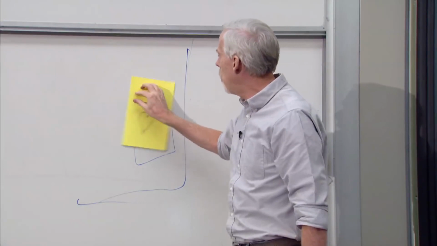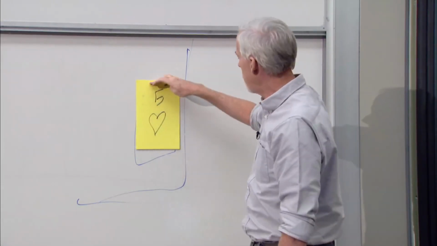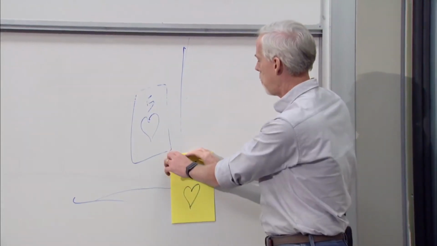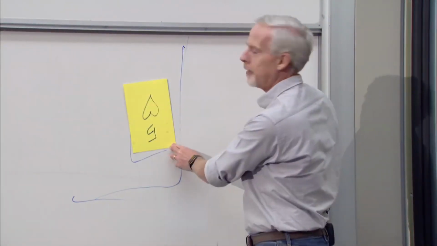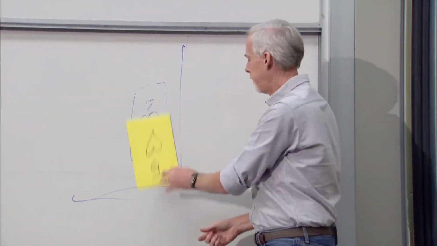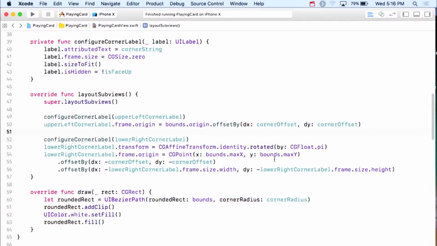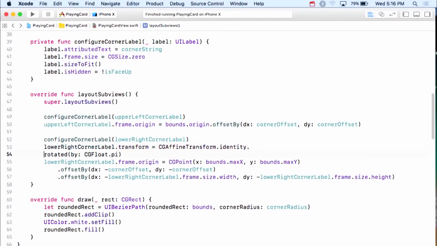So I need to both rotate it and translate it. So what I'm going to do is I'm going to translate it first down to here, to its other corner. Then I'm going to rotate it. Woohoo! It's going to work. Okay, so let's do that. Where are we? Where's my rotated? Here's the rotated. So I'm going to keep that rotated.